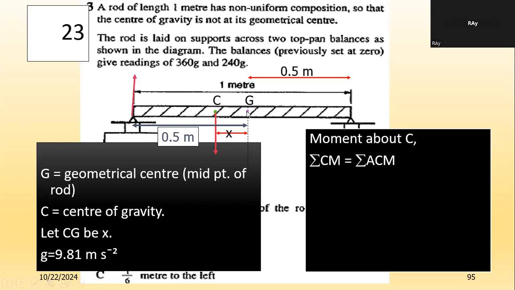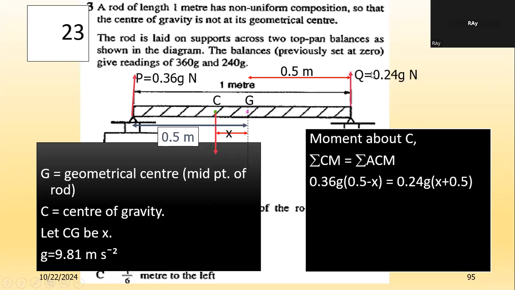So the distance from the center of gravity to the end is 0.5 meter. So the support there will give a reaction P, which is 0.36 times G. G is 9.81. So we take moment about C. We have that P times that perpendicular distance there, 0.36. This is 0.5 minus X, is 0.5X.